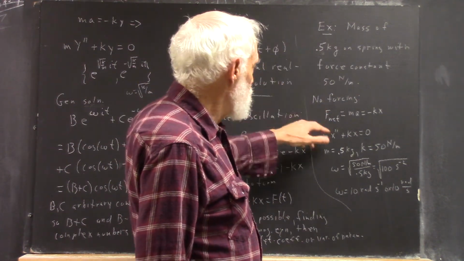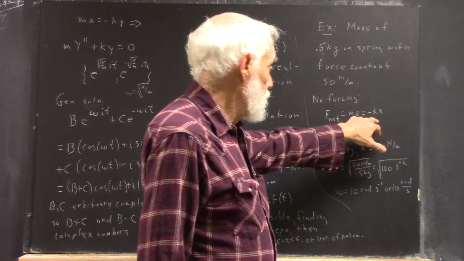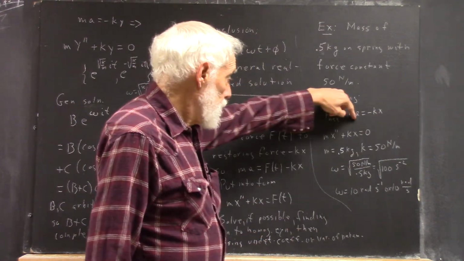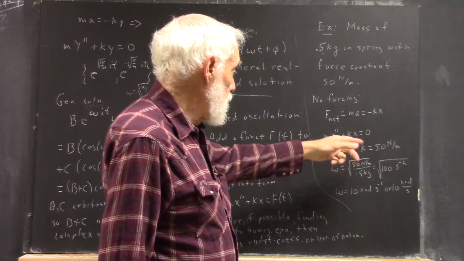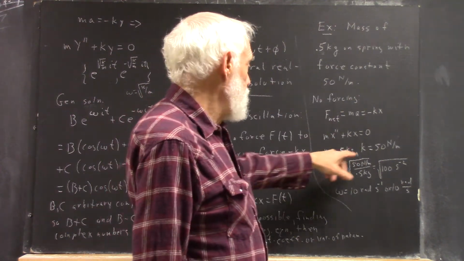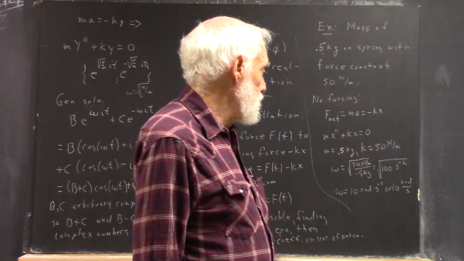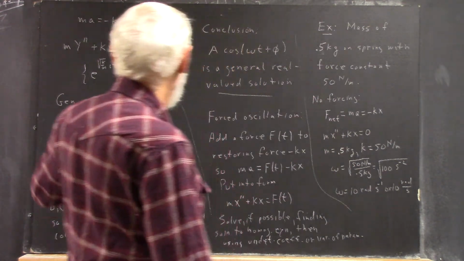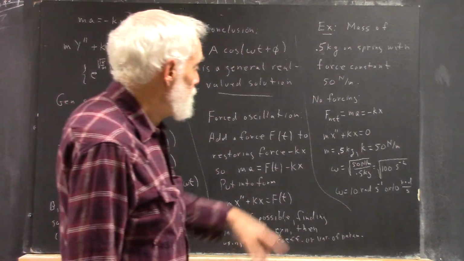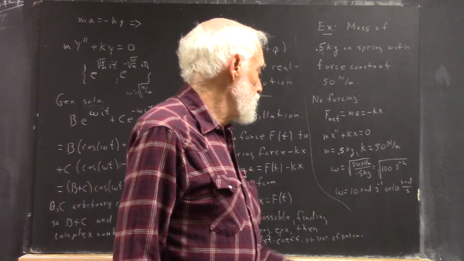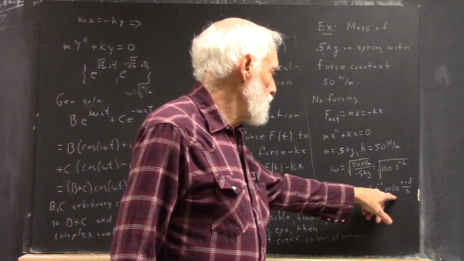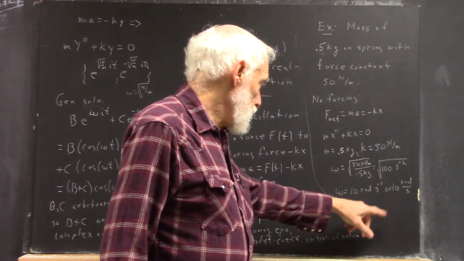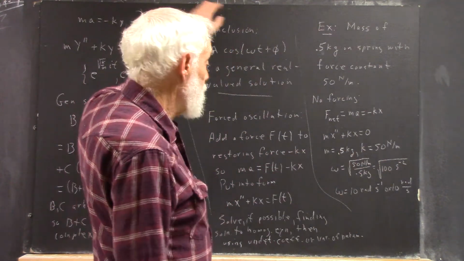Okay, so example, half kilogram mass on a spring with force constant 50 newtons per meter. If there's no forcing, then you just have net force is negative kx, and that leads you directly to the equation mx double prime plus kx equals 0, with m equal to 0.5 kilograms, k 50 newtons per meter. You plug those in and do the details. They're the same as the details over here. You get your omega equals this, which turns out to be 10 radians per second. There's your square root of k over m, simplifies, gives you the 10 radians per second.